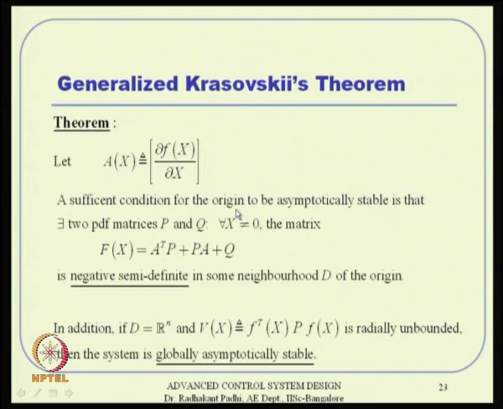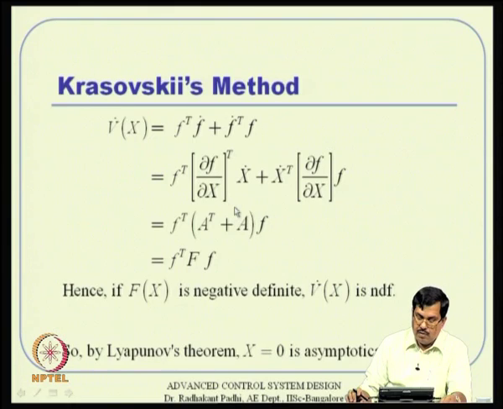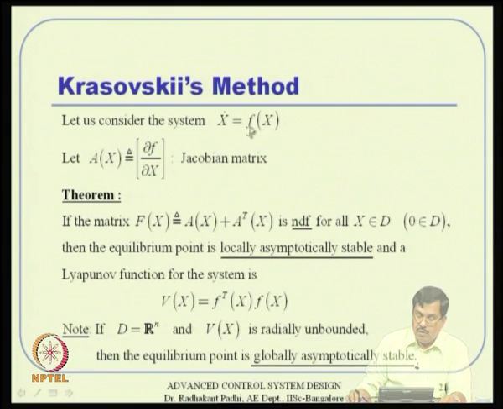Then there is the generalized Krasovskii's theorem that we also discussed. This restriction turns out to be too much, because we are dealing with the system dynamics that is given to us. We do not have any direct control on the system dynamics, right. The system dynamics is something and V of x turns out to be f transpose f. So, there is no freedom, and if it happens that F of x is negative definite, we are lucky, otherwise not. That means the conditions placed on this are relatively high. So, we wanted to relax those.